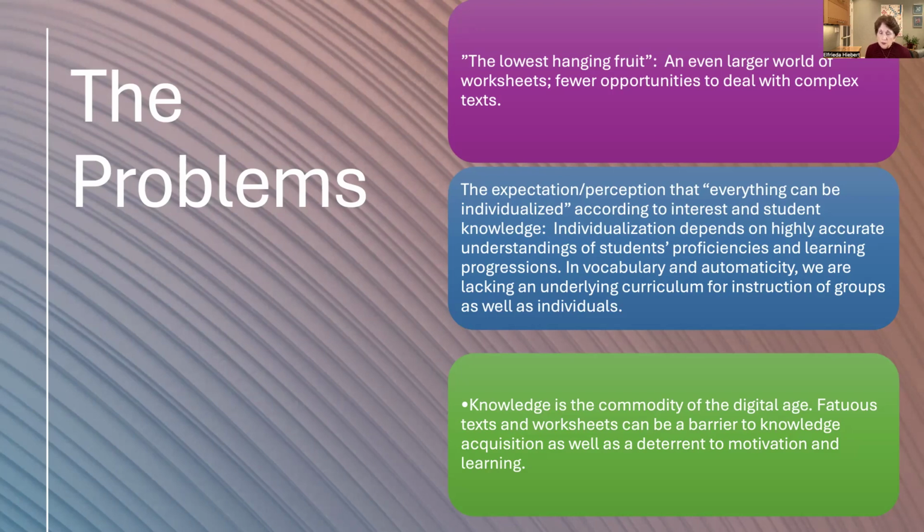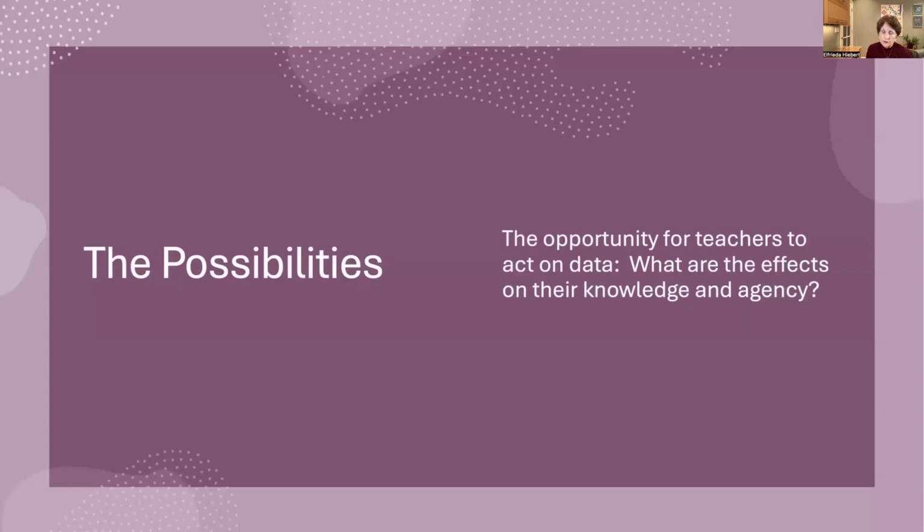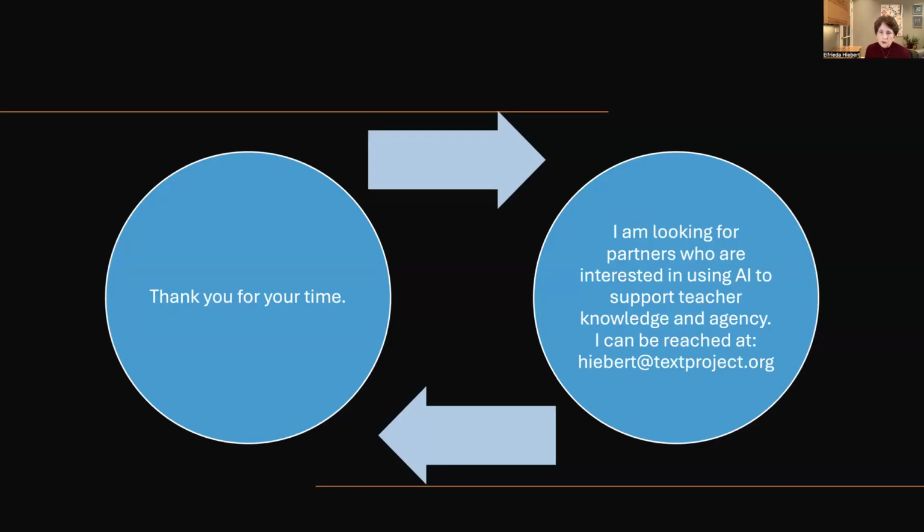Finally, I think a real problem is that the very thing about AI is the access to knowledge. But I think fatuous texts and worksheets could be an incredible barrier to knowledge acquisition, as well as a deterrent to motivation and learning. And finally, I think a great possibility is the opportunity for our teachers to actually act on language, to see what makes text difficult, and to actually see how words are connected, for example, with the semantic grid.